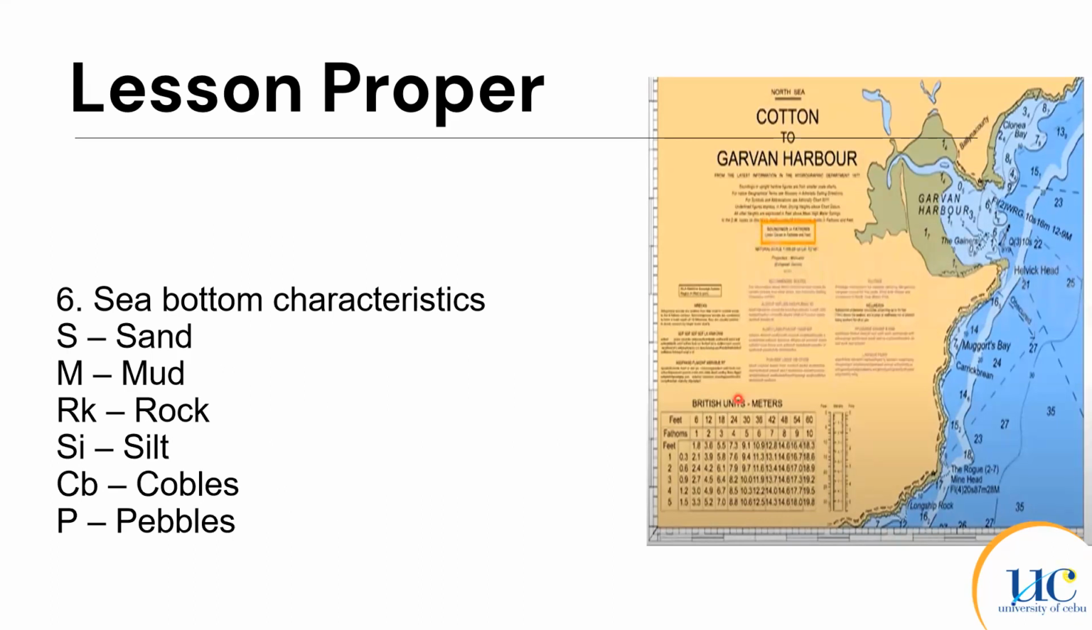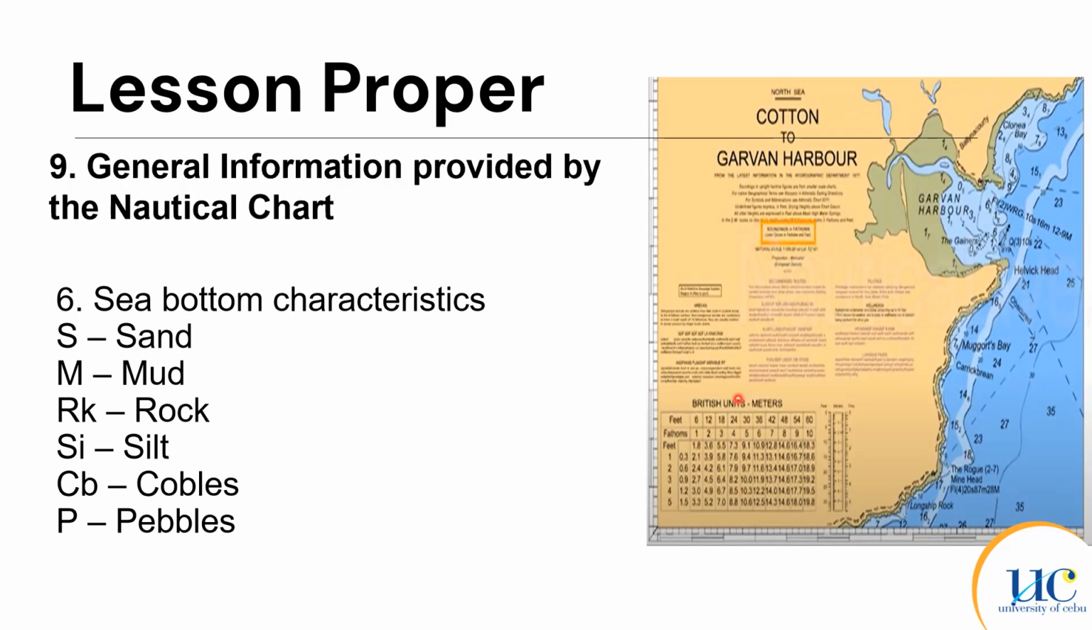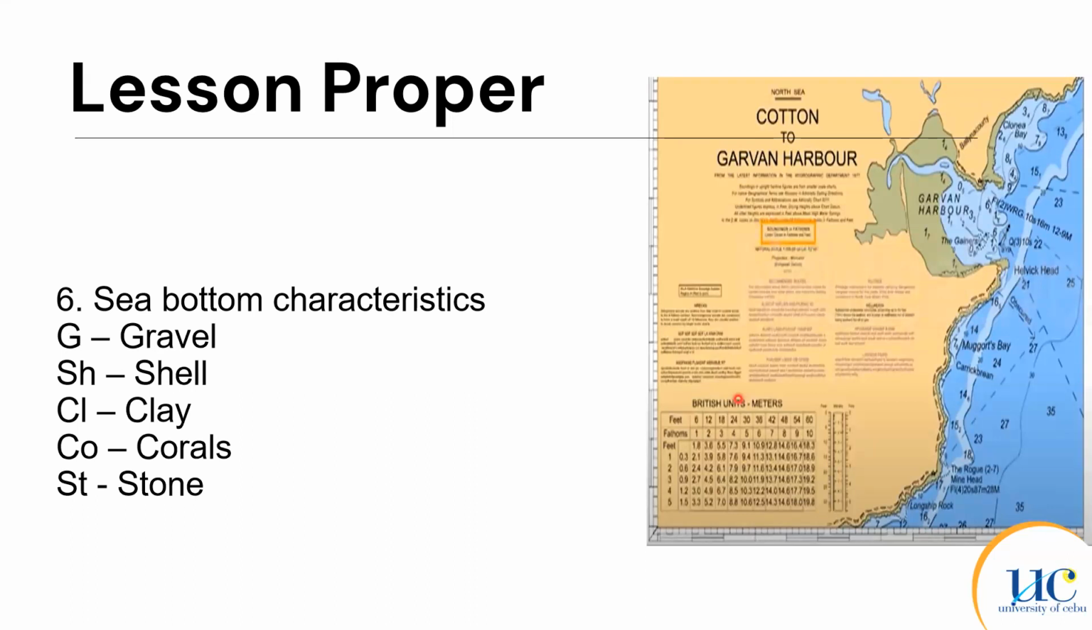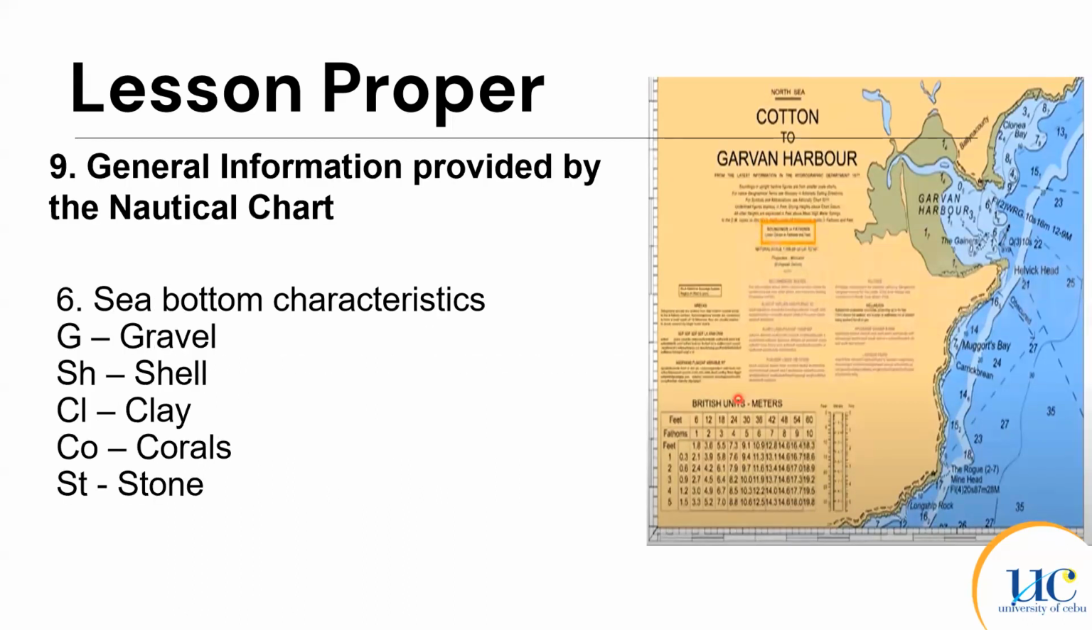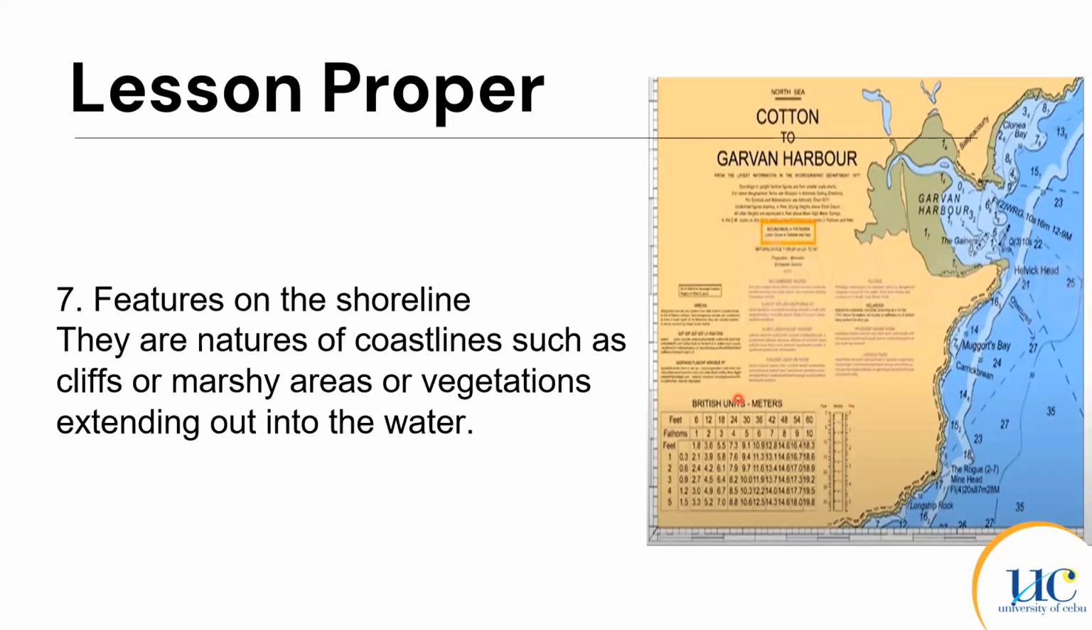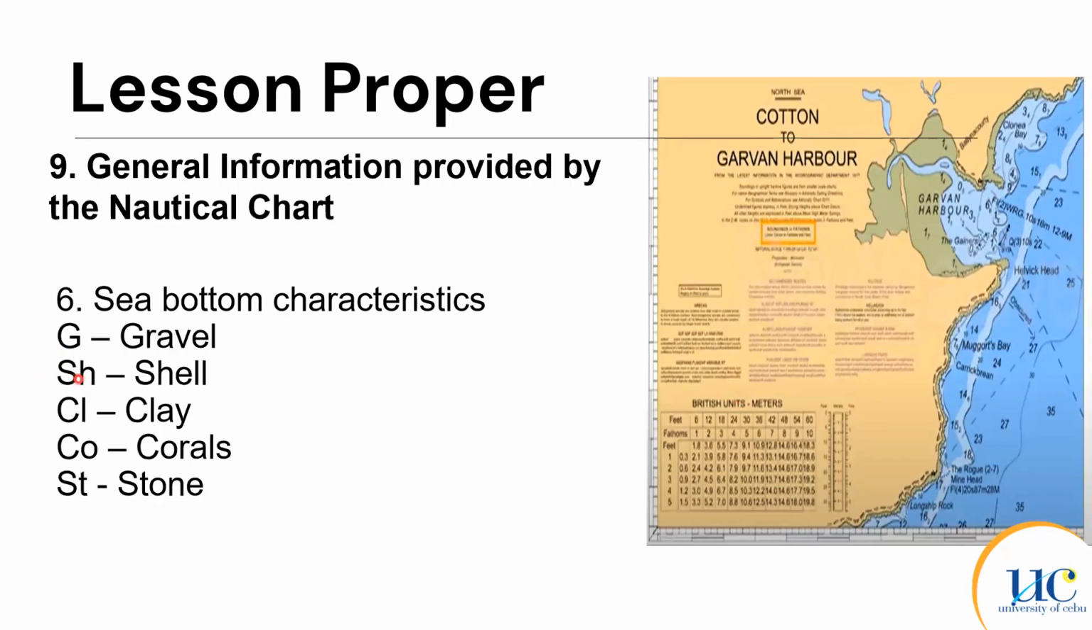So just like here, S stands for sand, M stands for mud, RK stands for rock, SI silt, CB is cobbles, and P is for pebbles. No? G is for gravel, SH for shell, Cl for clay, CO for corals, and ST for stone. So kani siya class, you can see this symbols, no? Ato sa kani siya mga kaning G's, SH, Cl.